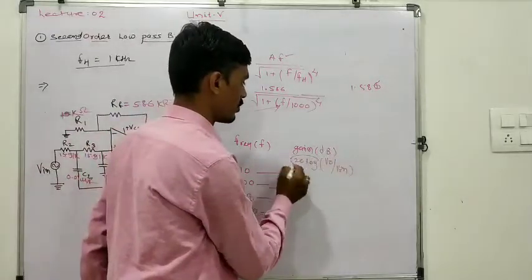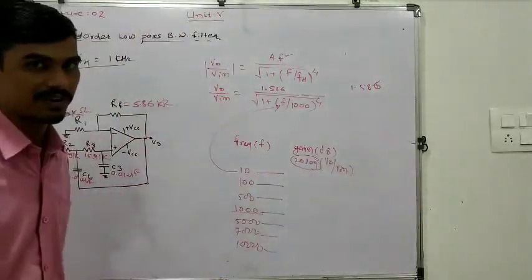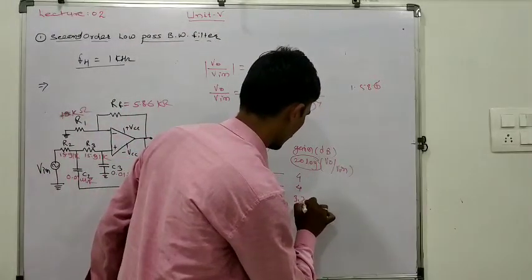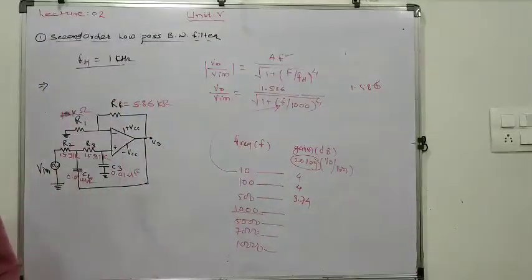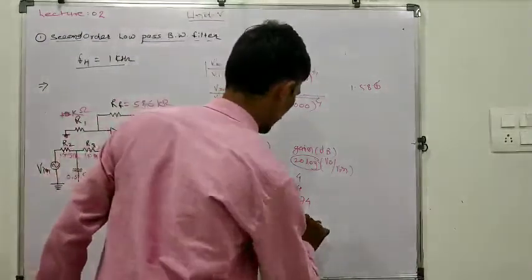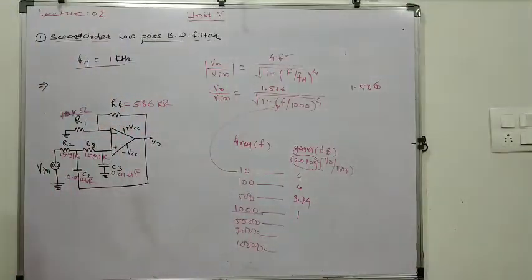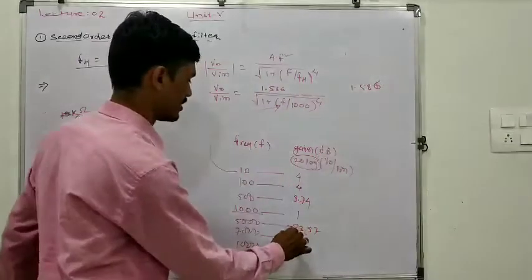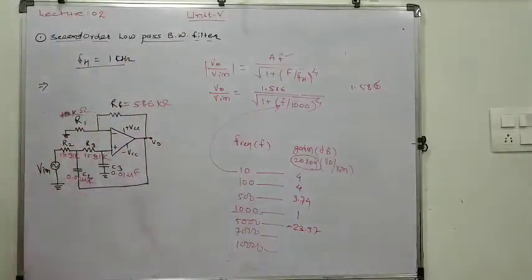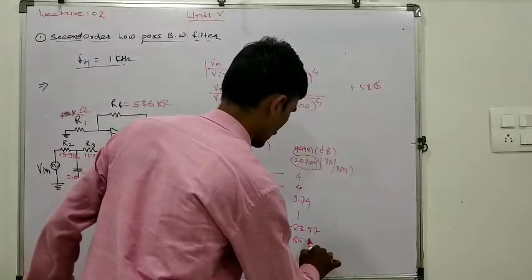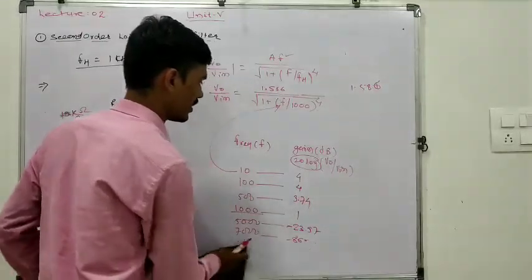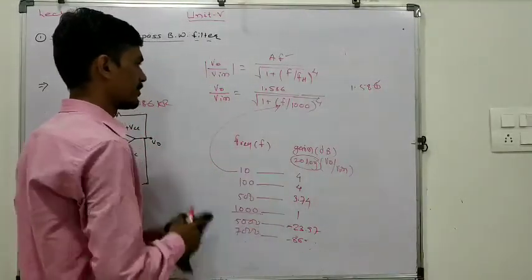For decibel, we have to add this term, that is 20 log of the transfer function. So we are getting the value of 3.74. Again we are getting the value 1. For 1000 it is 1 decibel. Then for 5000 it is minus 23.97. Again for 7000 we are getting the value like minus 86 and many more. So no need to calculate the gain for 10,000 because this value is sufficient.